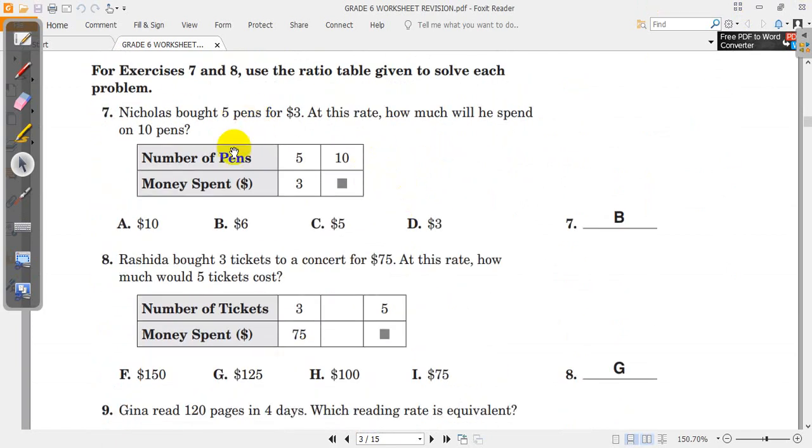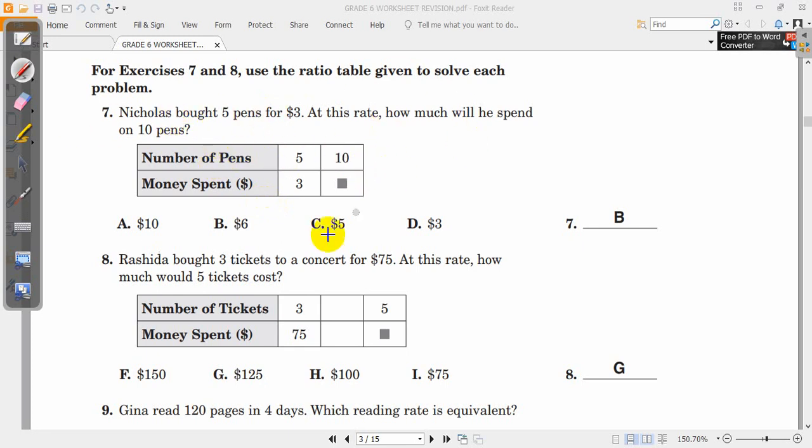Now these examples, when you see these tables, you must know that you have ratio tables. So if you remember what I told you about the ratio tables, we are using the X method. If you don't know something here, just multiply 3 times 10 equal 30. 30 over 5 will give you 6. So it's $6.